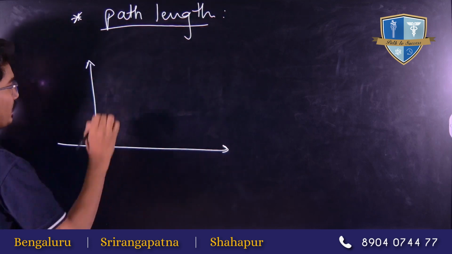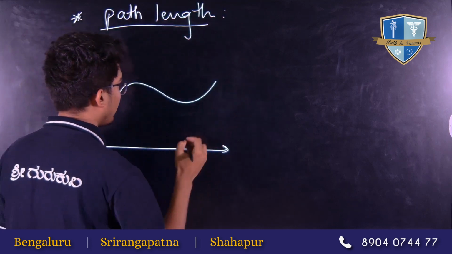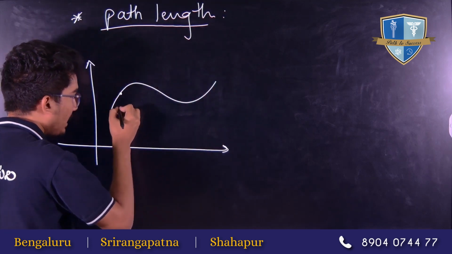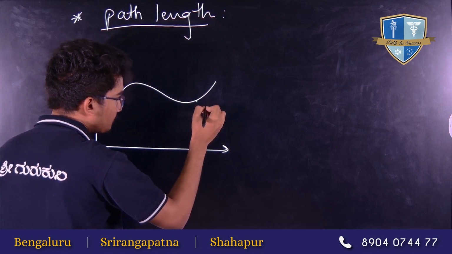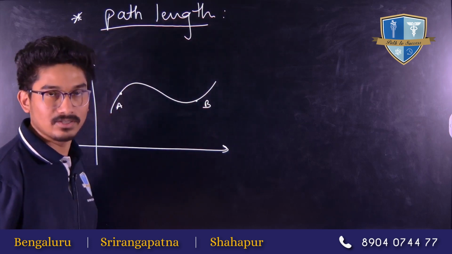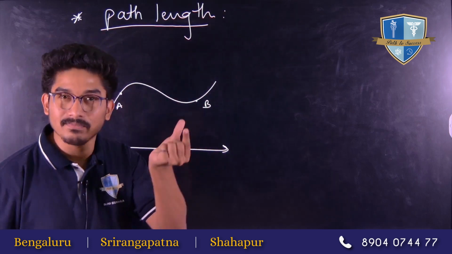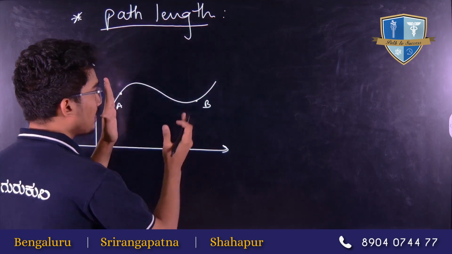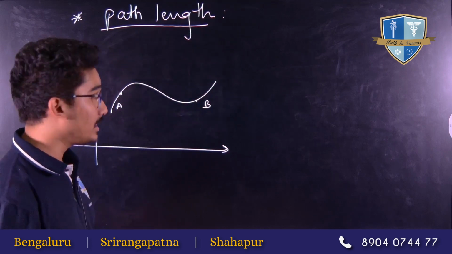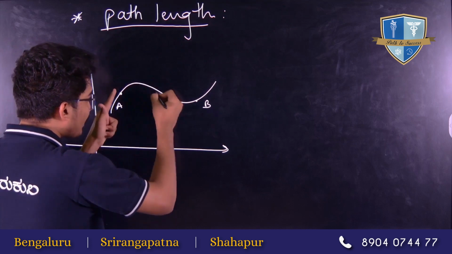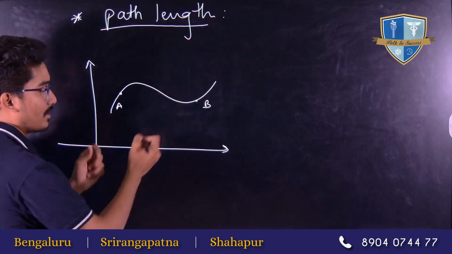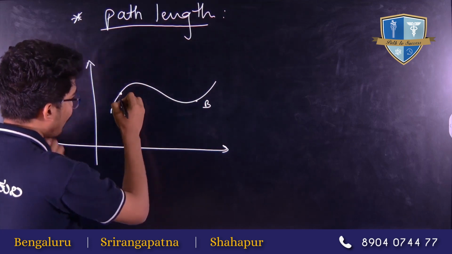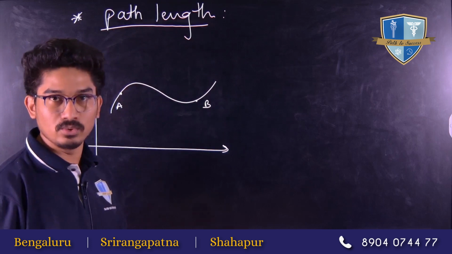a body is moving in 2 dimensions like this, correct? So they will ask from point A to point B. Using those formulas, we can only find the displacement, velocity and acceleration, which depend only on the initial position and final position. But what if they ask what is this path length? What is the distance that the body is traveling on this path?